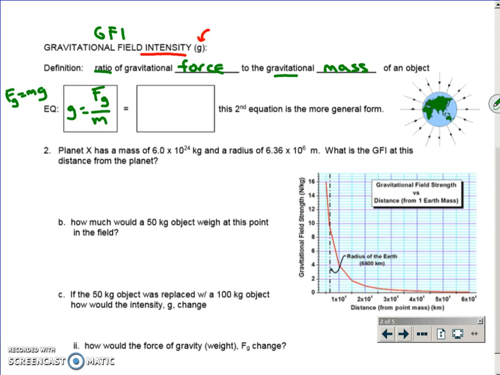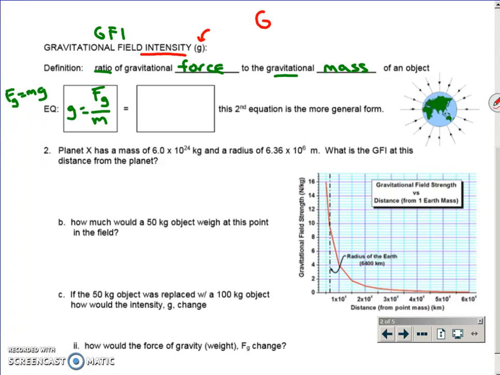Okay, so they go hand in hand, but this is defining the field intensity based on the force between two objects and the mass of one of those objects, generally the smaller object, if you will. So we can expand this equation. I'm going to just do a little work up on the side margins here.